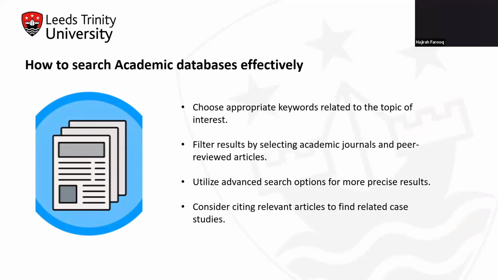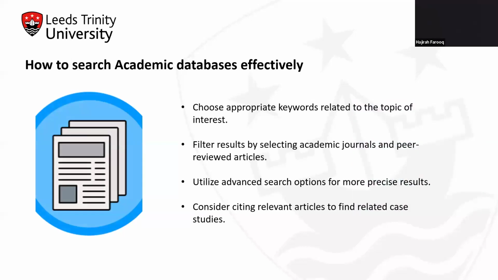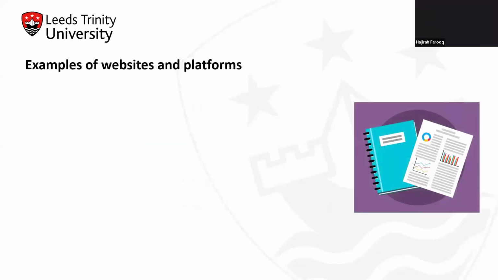Then we discussed how to search academic databases effectively. Using appropriate keywords related to the topic of interest is a very good way, as is filtering the results by selecting academic journals and peer-reviewed articles, utilizing advanced search options for more precise results, and considering citing relevant articles to find related case studies.